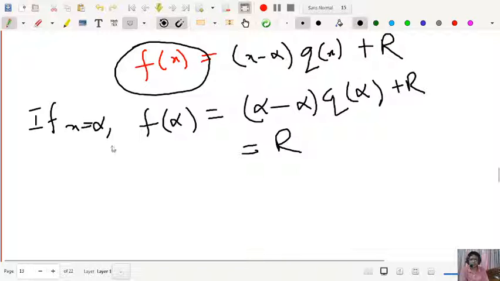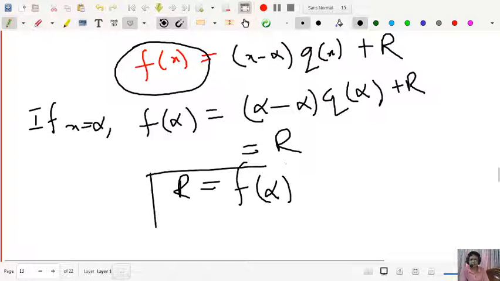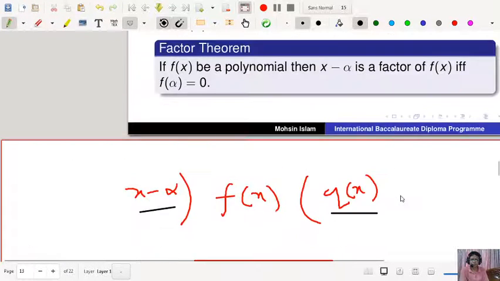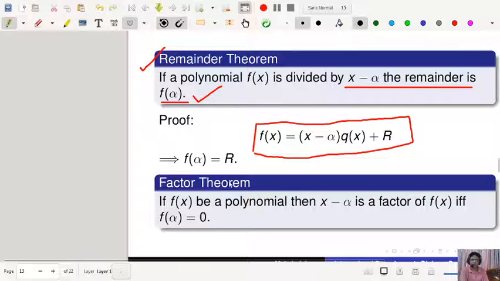So look at that. Your remainder is given by f(alpha). That is the theorem, that your remainder is given by f(alpha). That is the remainder theorem.